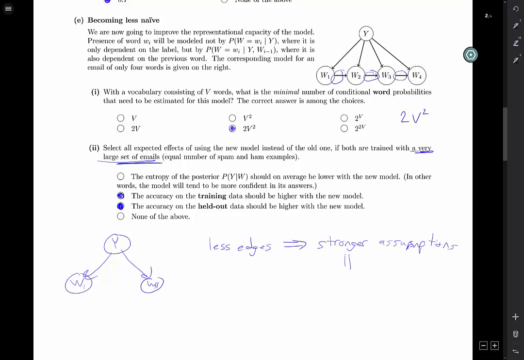And when you make stronger assumptions, that means your estimates, your model, is going to be overconfident. So our new model up here is actually less confident because we have more edges. And the less confident you are, the higher entropy you'll have. So it says lower, but you actually have higher entropy.